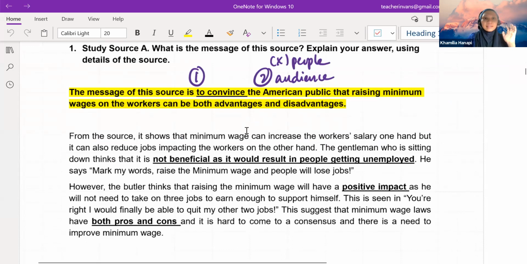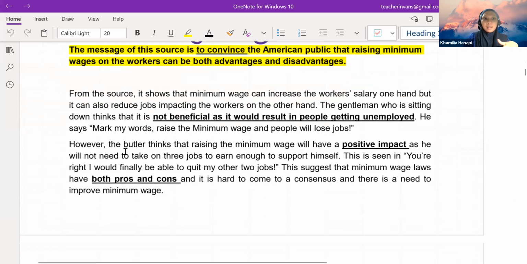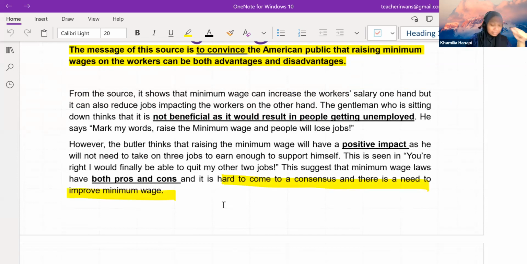So it shows that minimum wage can increase the worker's salary, but also reduce the jobs, impacting the workers. However, the butler thinks that it will have a positive impact. He doesn't have to take 3 jobs just to earn a decent living. And this suggests that minimum wage has pros and cons, and it is hard to come to a consensus, and there is a need to improve on it. And this is basically it. No need to think so hard.